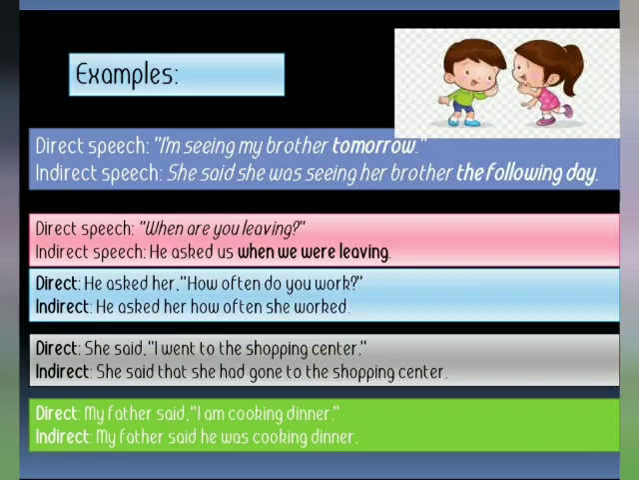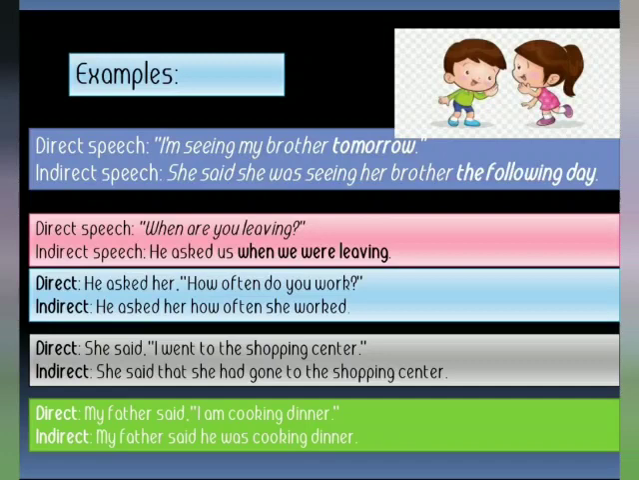Examples. Direct speech: I am seeing my brother tomorrow. Indirect speech: She said she was seeing her brother the following day. Direct: When are you leaving? Indirect: He asked us when we were leaving. Direct: He asked her, how often do you work? Indirect: He asked her how often she worked.